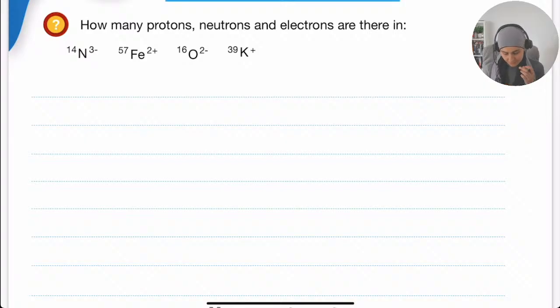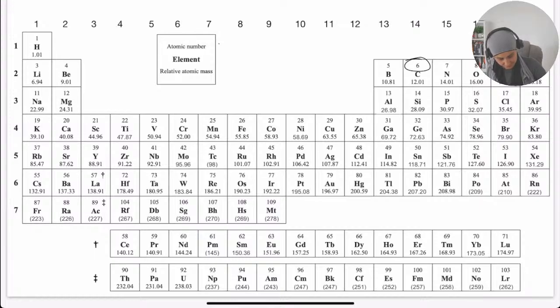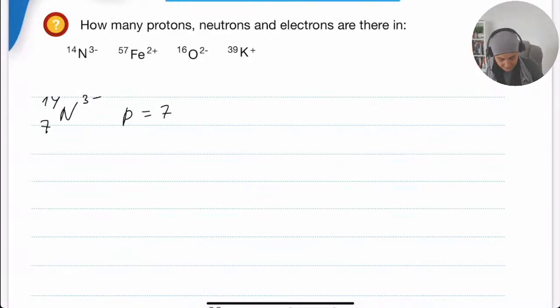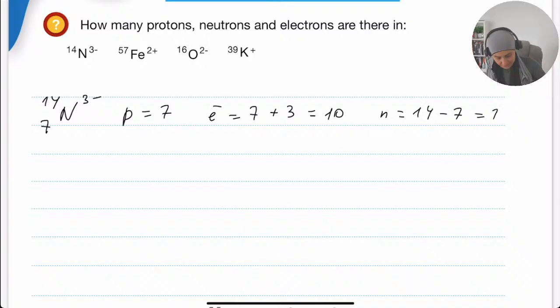Now let's do this. How many protons, neutrons, and electrons are there in N3 minus? Let's do this quickly for maybe 2 of those. N3 minus, the mass number is 14, so 14 is protons plus neutrons. Then I find protons from the periodic table. Nitrogen, was it nitrogen? 7 protons. Electrons are not 7 because the charge is 3 minus, right? So it's 7 plus 3 extra, so 10 electrons. And neutrons are 14 minus 7, so 7.